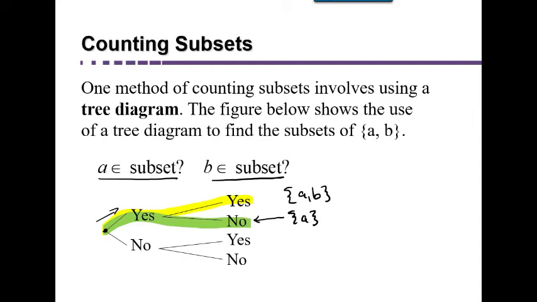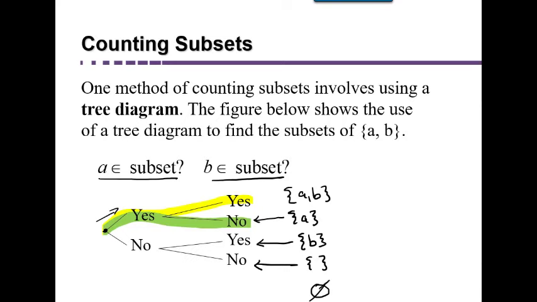We get, for example, this top branch here represents the situation that both A and B are in the subset. So that would be the case where we have A and B in our subset. Whereas the next branch, which I'll highlight in green here, represents the case where A is in the subset but B is not in the subset. That would be the subset just containing A.